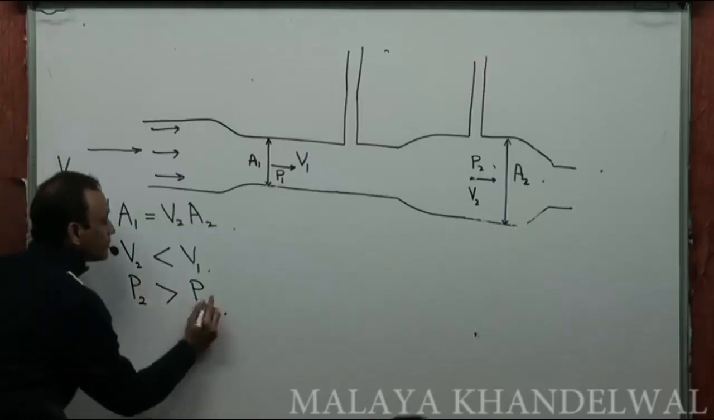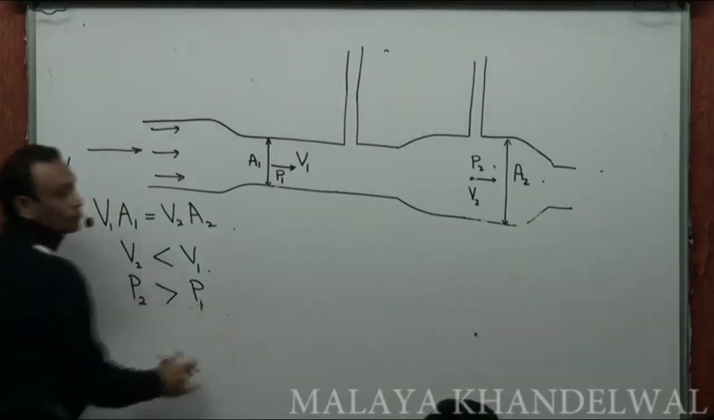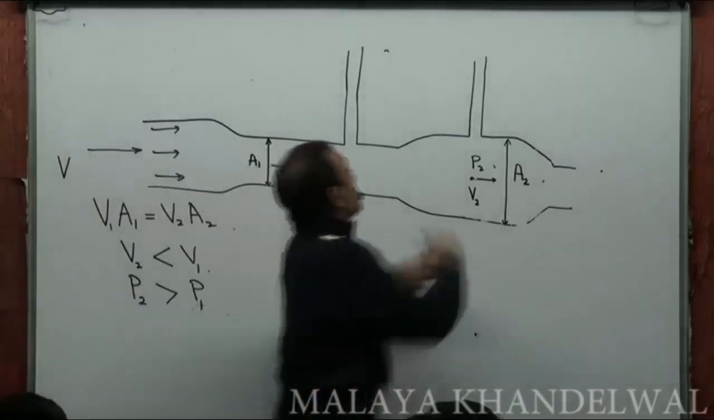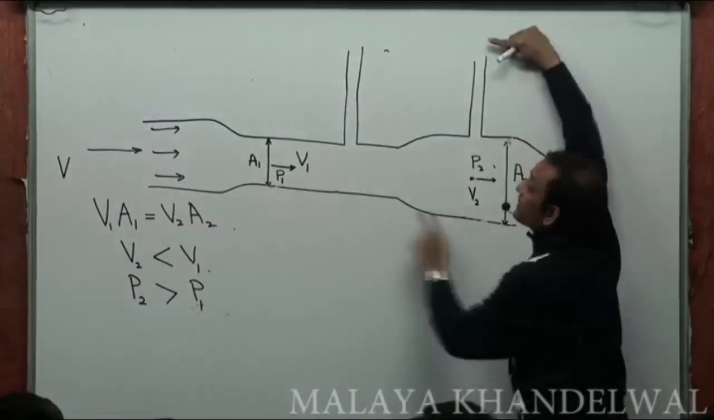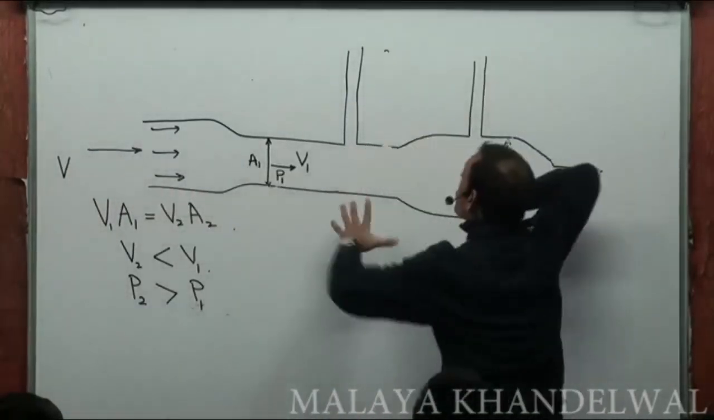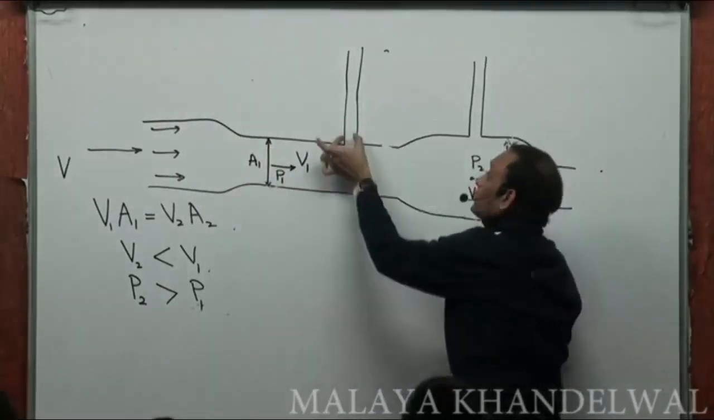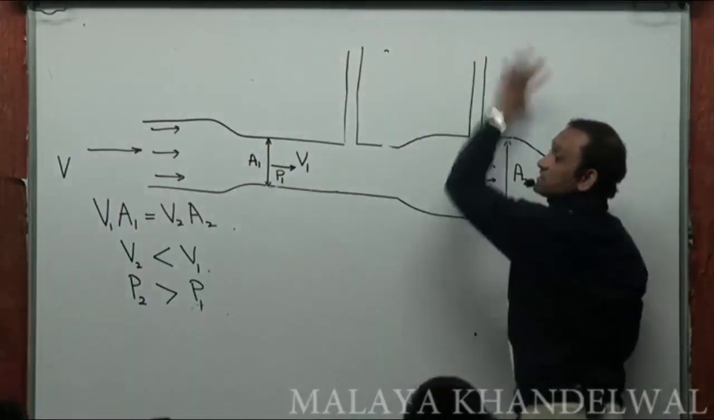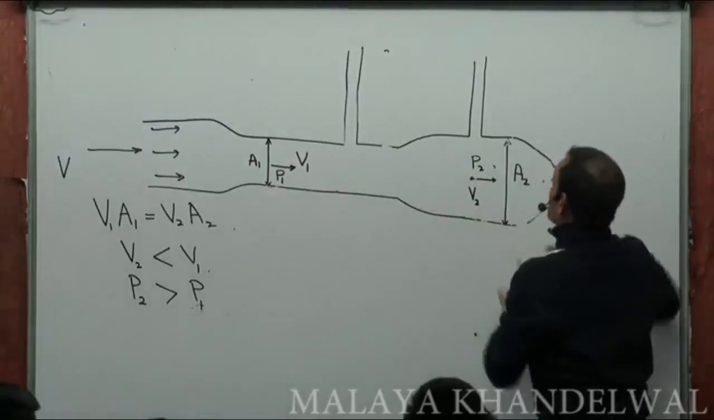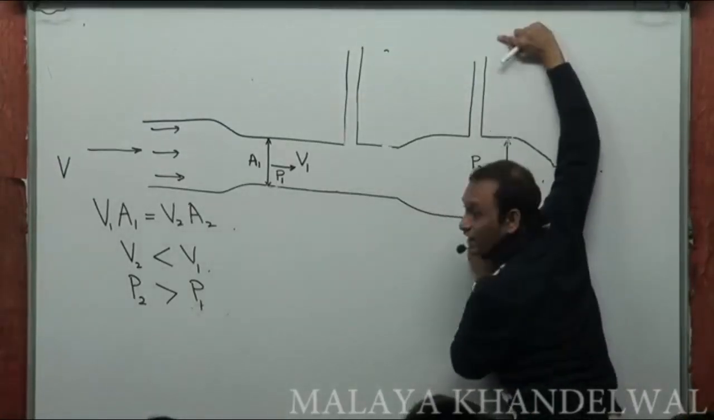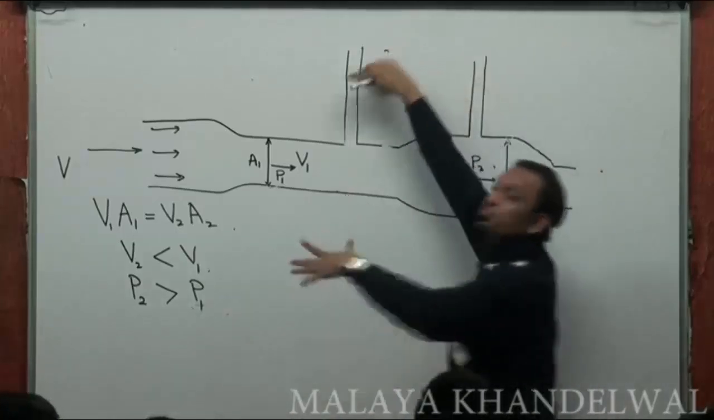P2 more than P1, right? Yes or no? That means the pressure in this cross section is more than the pressure in this cross section. So now the liquid that is flowing through this will rise in this limb and will rise in this limb. But since the pressure in this cross section is more, it will rise to a greater height in this limb compared to this limb. Yes or no?